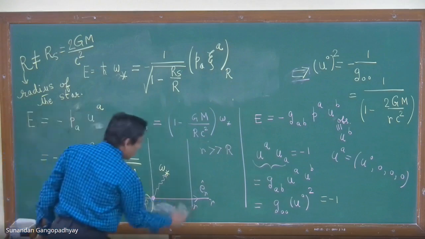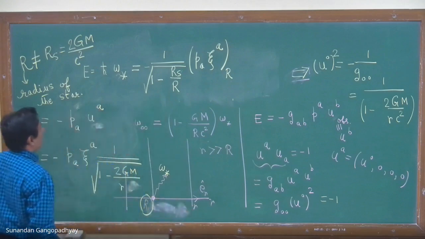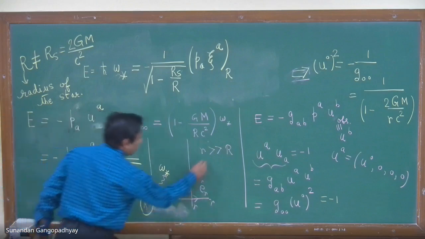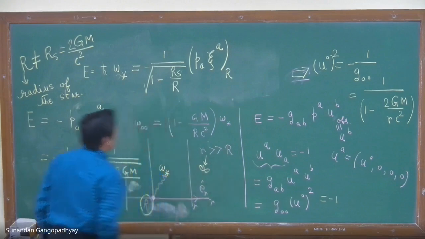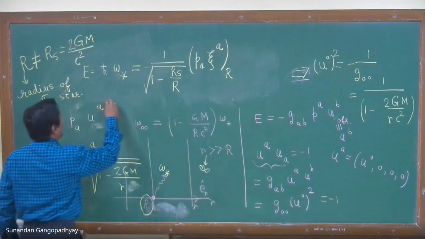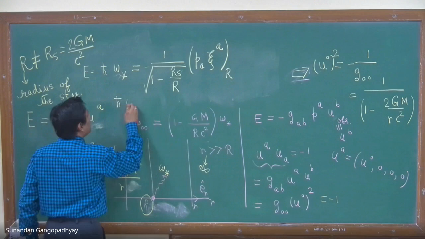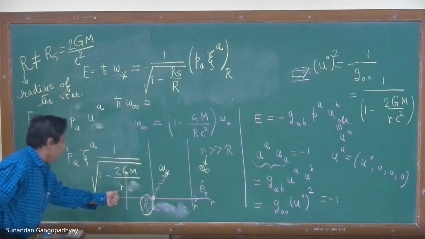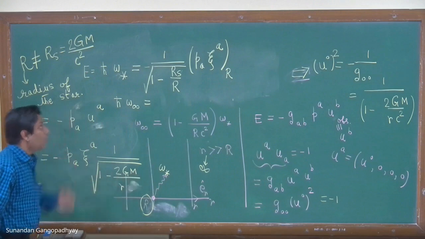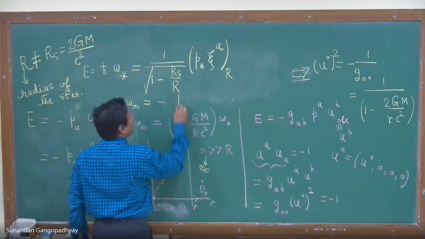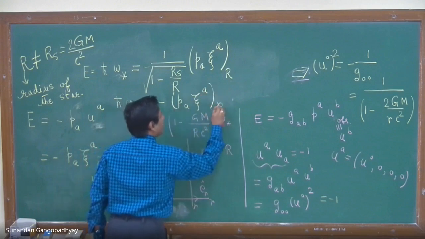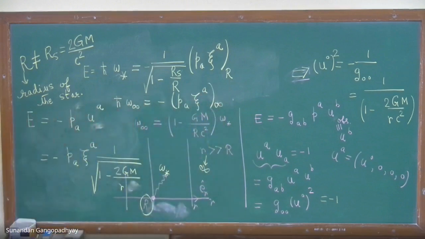And when you receive it here at small r, or at infinity, because you want to take this limit ultimately to infinity, there we have h bar omega infinity. For r infinity, this is 0, so this factor is 1. So what we shall have is minus pa psi a at infinity. Clear?